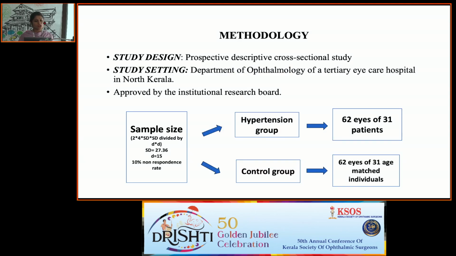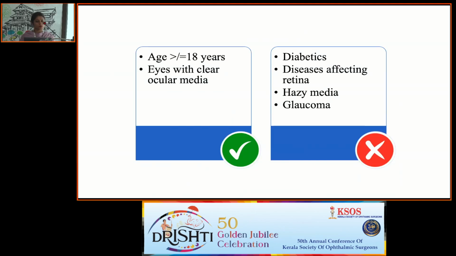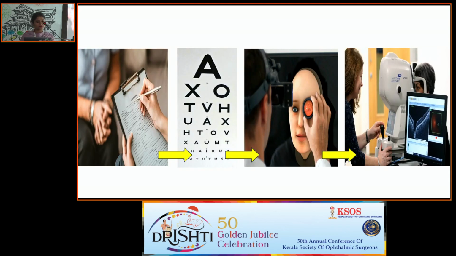We did a prospective descriptive cross-sectional study in the patients coming to retina clinic of our department. The sample size was 31. That means we studied 62 eyes of 31 patients, each in hypertensive and the control group. We included patients of age more than or equal to 18 years and those with clear ocular media, and excluded those with diabetes, other diseases affecting the retina, those with hazy media and glaucoma.